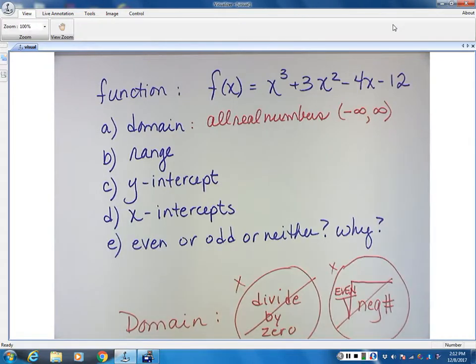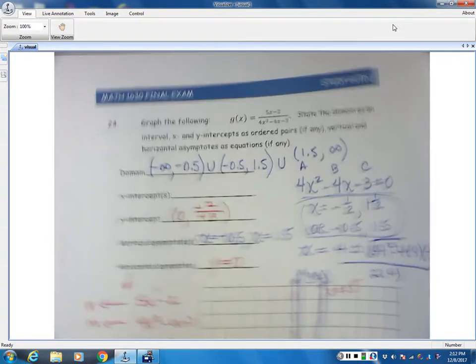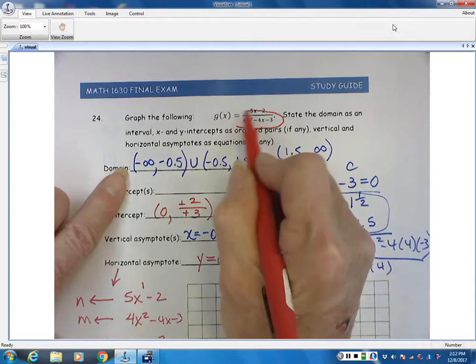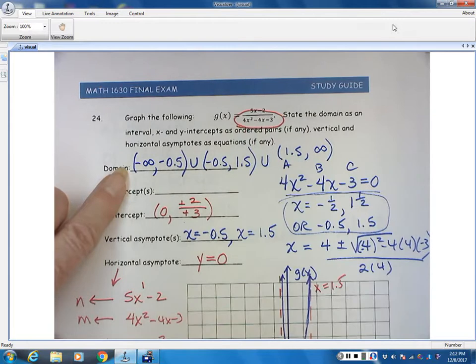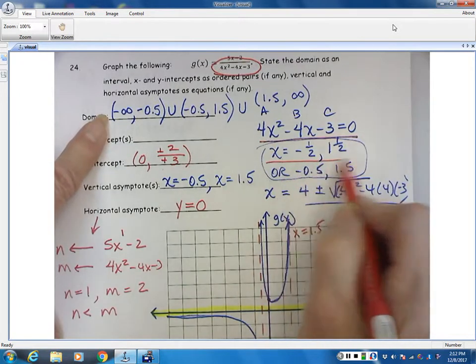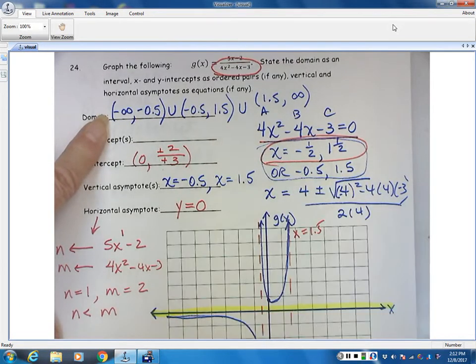If you look at number 24, this cannot be 0. There's going to be more than one number in that case. We had to use the quadratic formula here to figure out that it couldn't be 1 1/2 and it couldn't be negative 1/2. So it had a lot of restrictions. It could not be 1 1/2.